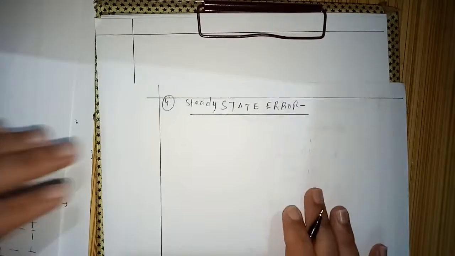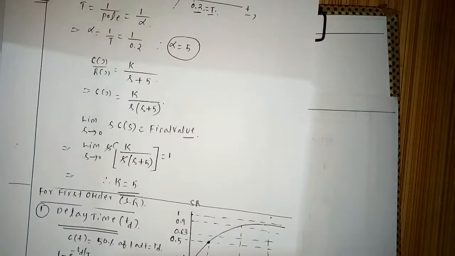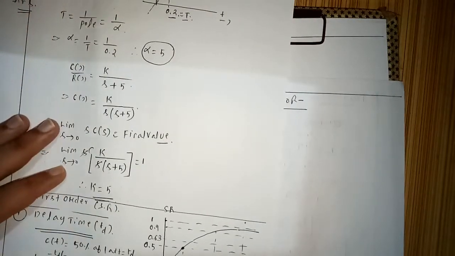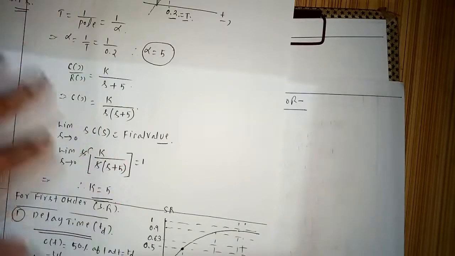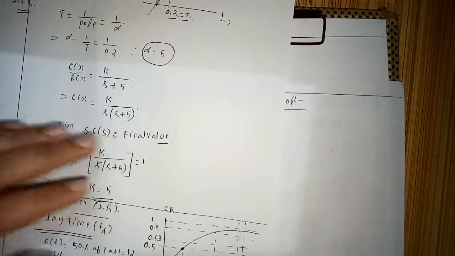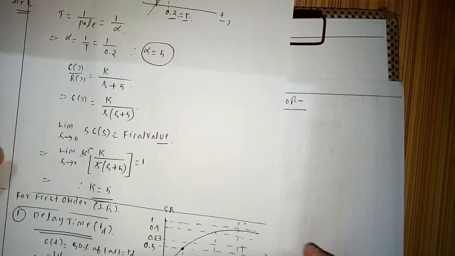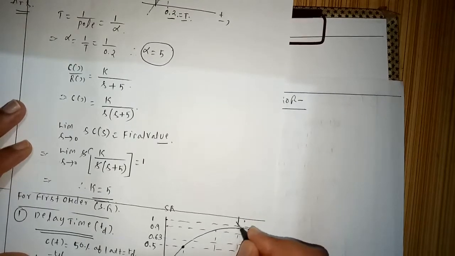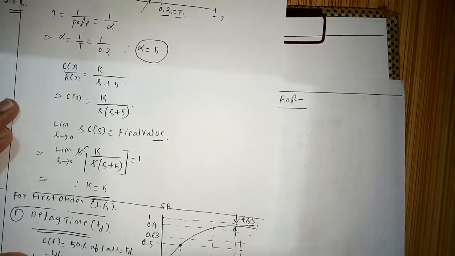Steady state error. Now what is steady state error? We have taken some permissible value here, like in settling time we are talking about 5 time constants. Let's take this as our 5 time constants. This is not to scale, but I am taking it as 5 time constants. Now 5 time constants means the output is about 0.99, but the desired output is 1. So this is called steady state error, right?